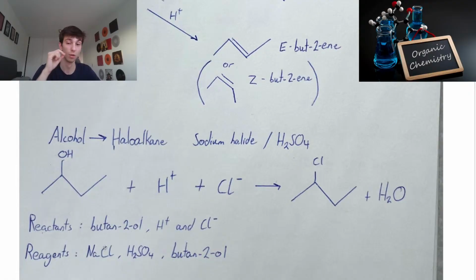So guys, the reactants here would be butan-2-ol, our H+, and our chloride ion. The reagents, so everything involved, would be that sodium chloride, in this specific case we're using chlorine, our H2SO4, the acid, and the butan-2-ol. So that's the difference between the reactants and reagents. There is a little bit of confusion between the two.